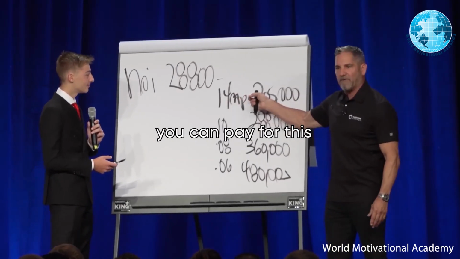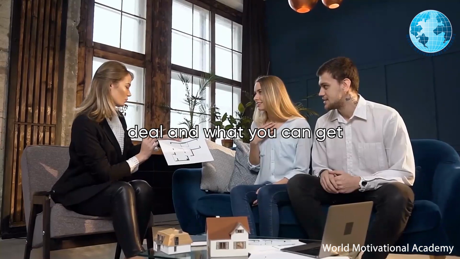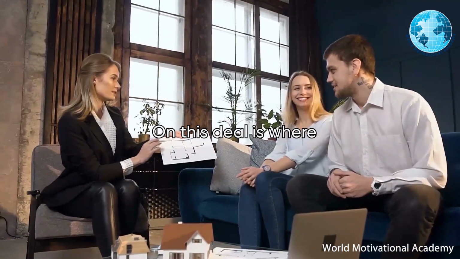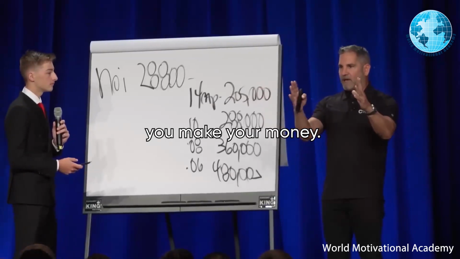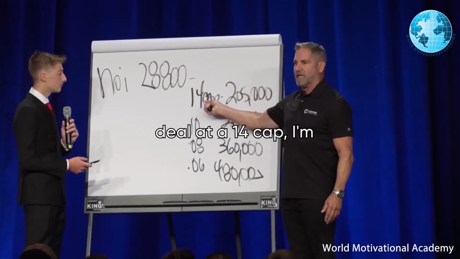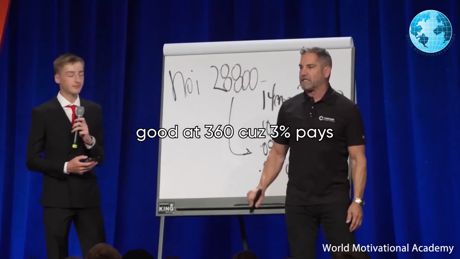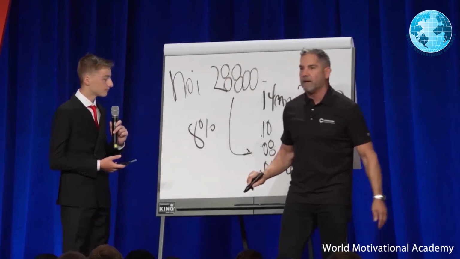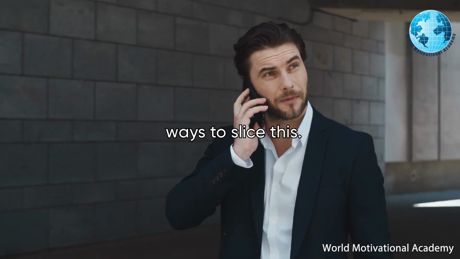Now, this is where you become an investor, because what you need to do is find the difference between what you can pay for this deal and what you can get someone else to accept on this deal. That is where you make your money, okay? So if you can get this deal at a 14 cap, I'm good at 360 because it pays him an 8% return, right? Everybody with me? I'm going to show you a couple different ways to slice this deal.